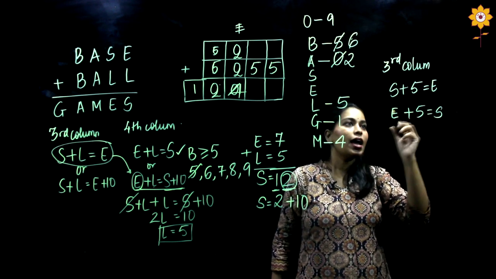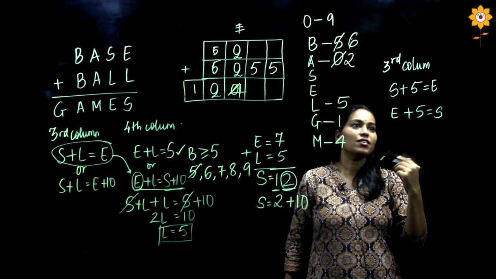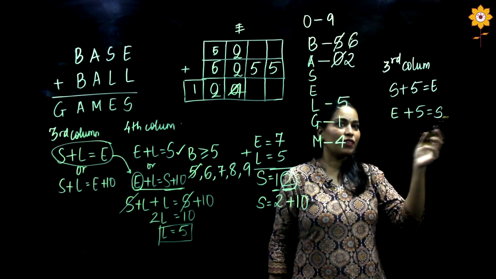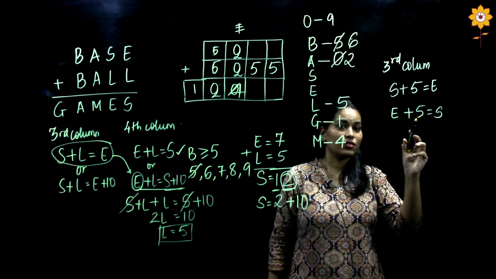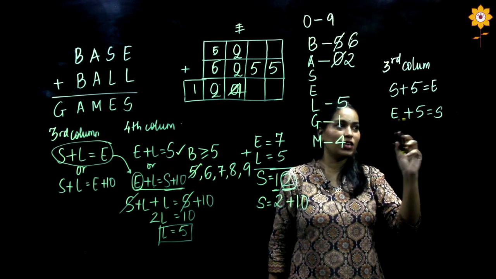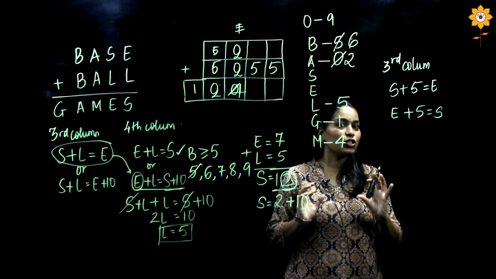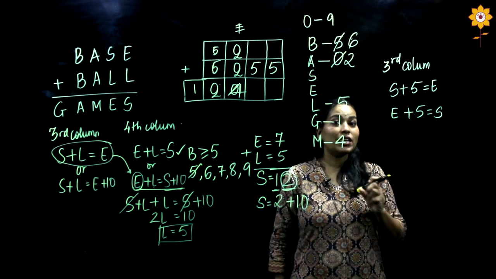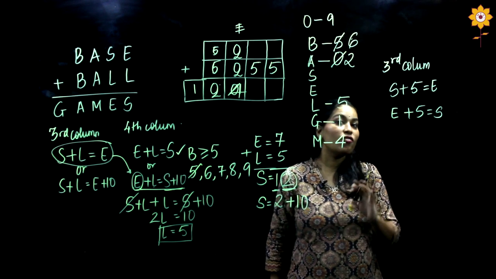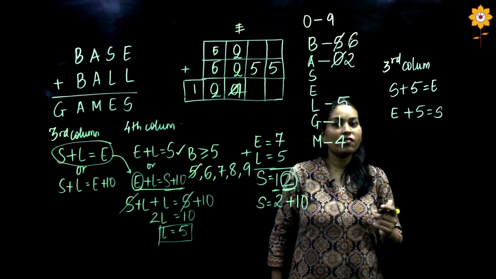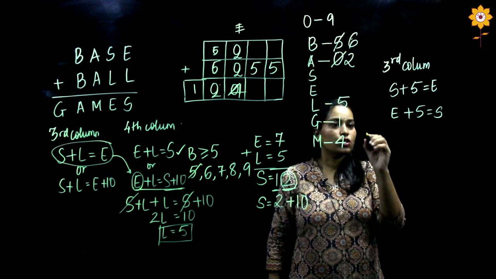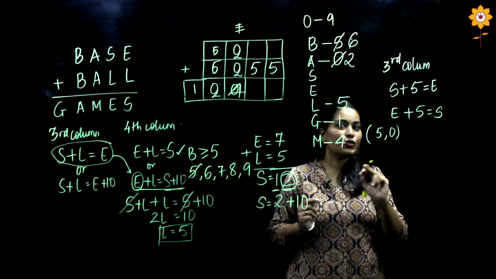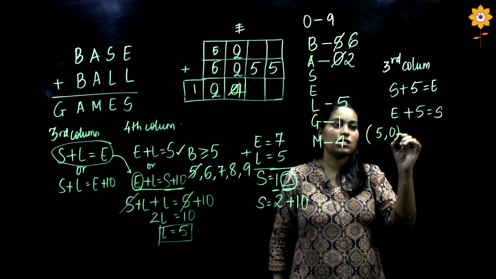E is 3 then. And let's say E is 3 and we have to find S. So E plus 5, that is 3 plus 5, which is the value of E, will result in 8. So there is a relationship where the difference is 5. Now we need to find all possible values that will give us a difference of 5. We can take one value as 5 and one value as 0. The difference in them is 5, 5 minus 0 is 5.